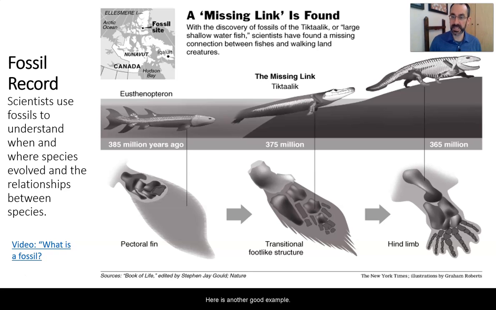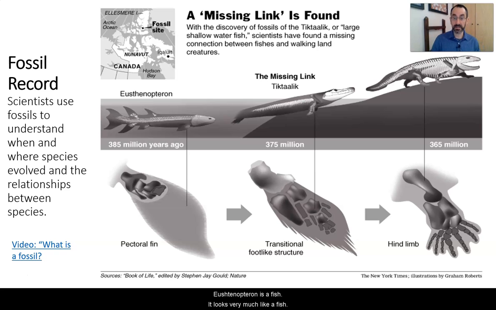Here is another good example. This is the evolution of land animals. I actually hate these diagrams, and I'll explain why in a moment. But we have three different species here that are found 10 million years apart in the fossil record. First one, Eustheopteron, is a fish.